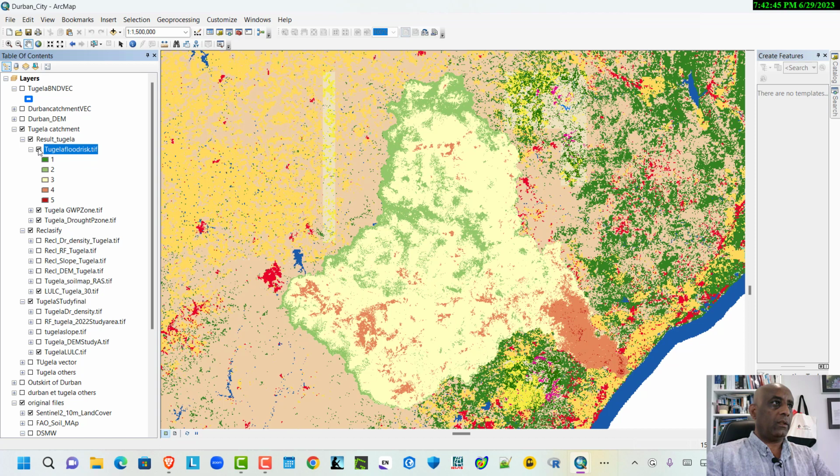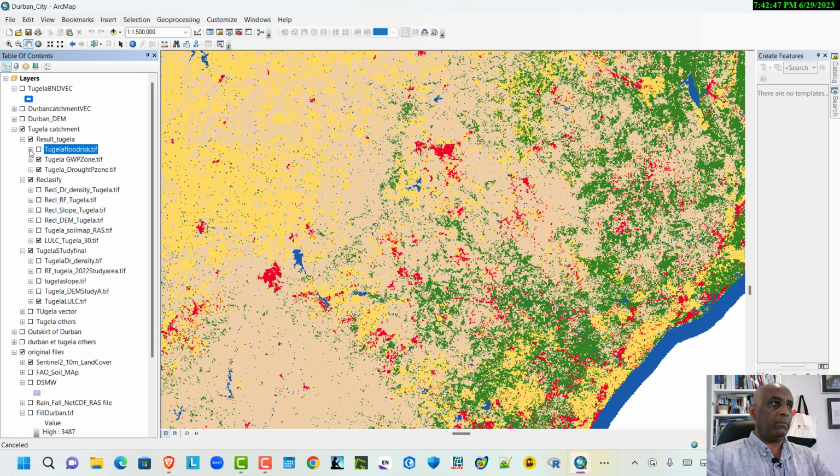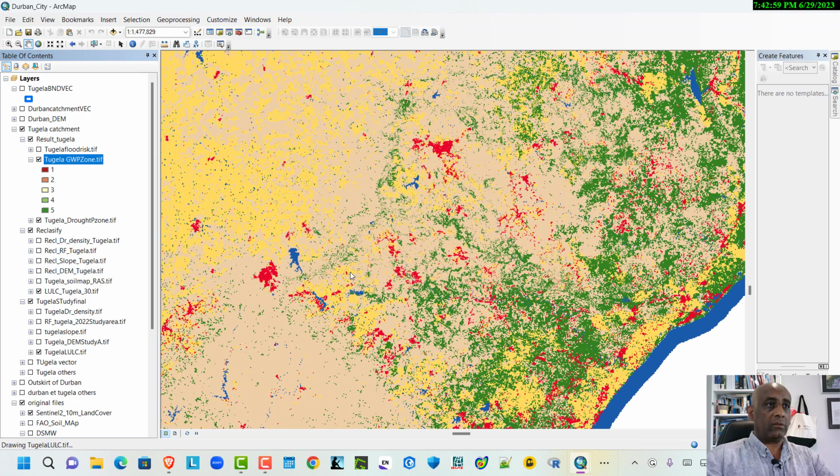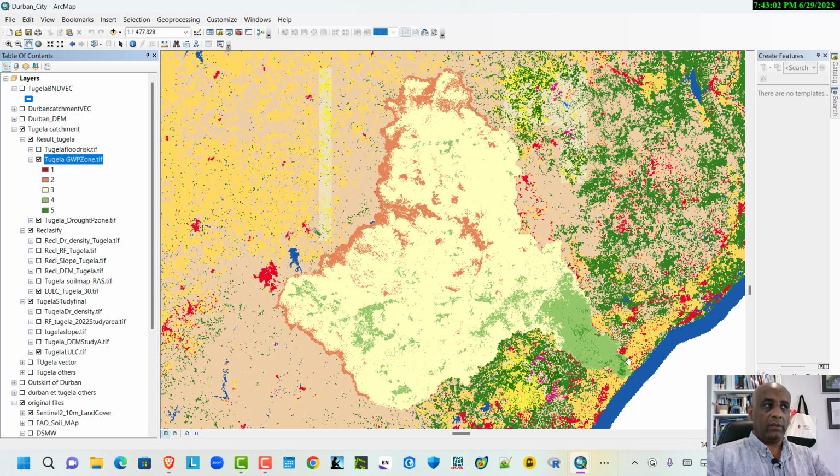So that is Tugela flooding, and the same I also analyzed, the Tugela groundwater potential zone. Similar. That is the groundwater potential zone of Tugela. See, the green is the same thing. The groundwater potential and the flood risk zones are almost similar.